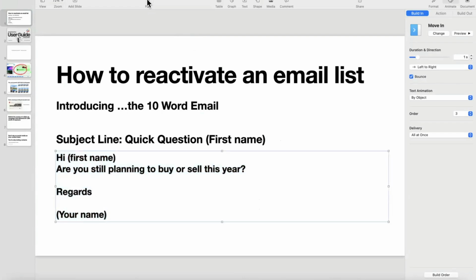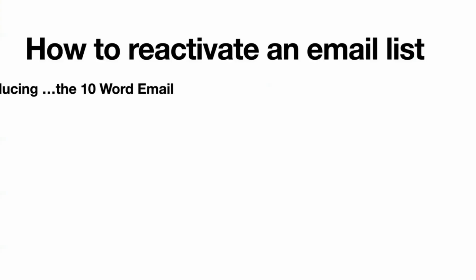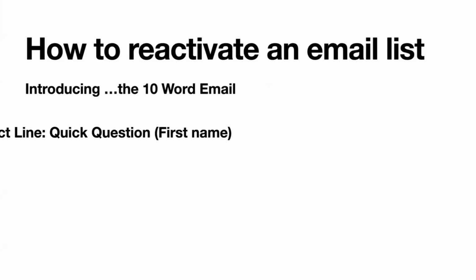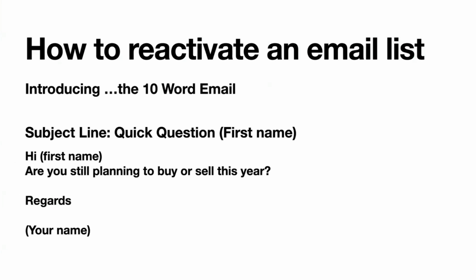So this email, how it works is you send it out. If you've got 10 people or 10,000, you just send it out. And it just goes like that: "Hi, first name, are you still planning to buy or sell this year?" And you will have people on your list who are dead or their email's changed or they've left or it's bouncing or whatever. And by the way, with your email database, you should be able to go in and look at the ones where there's been what they call a hard bounce, which means there's nobody there and it's not working.